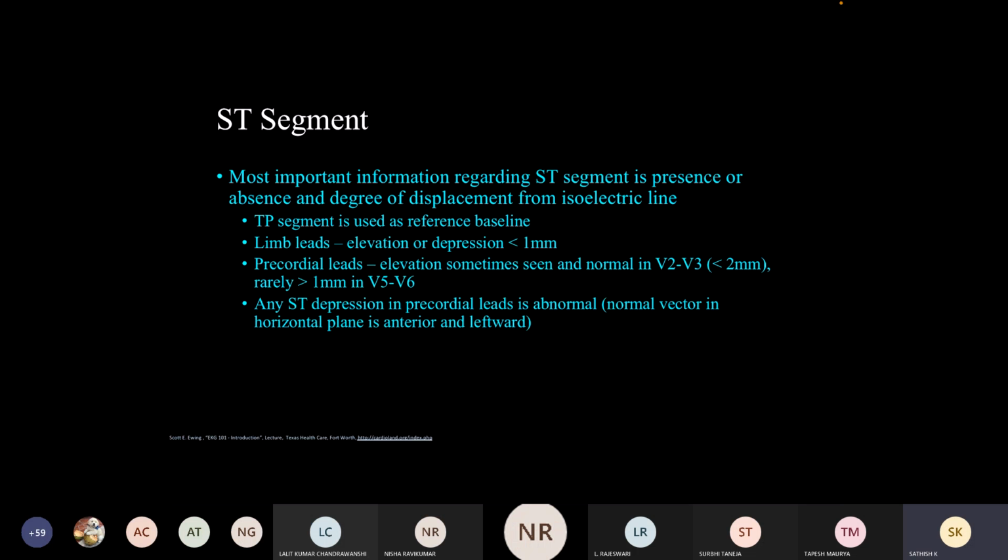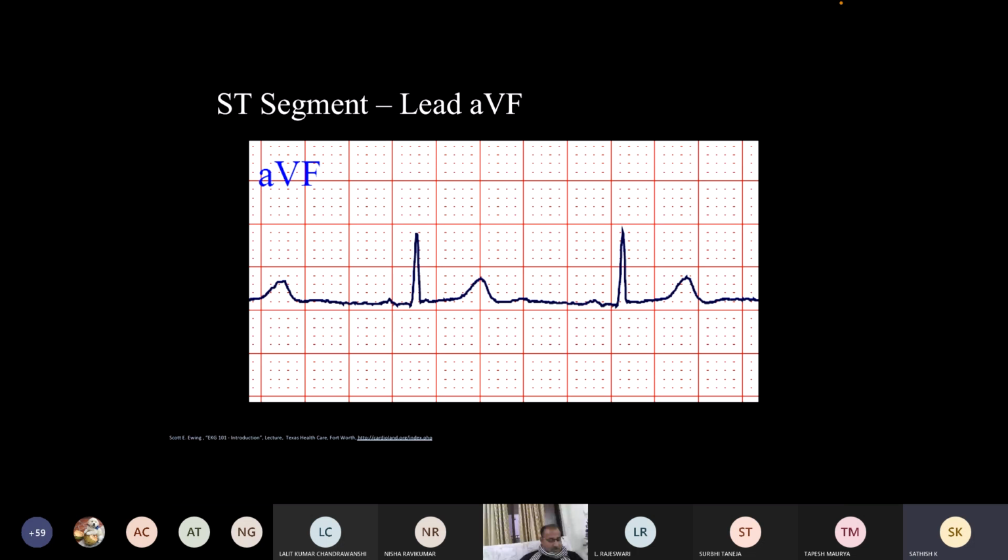So this is the ST segment, like QRS. This is lead aVF. So the ST segment is from here to the starting of the T. This is the ST segment. ST segment depression will occur in NSTEMI, so non-ST elevation MI. Then if you see ST elevation, it most probably denotes acute MI, like ongoing MI.